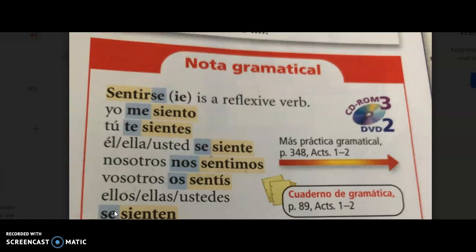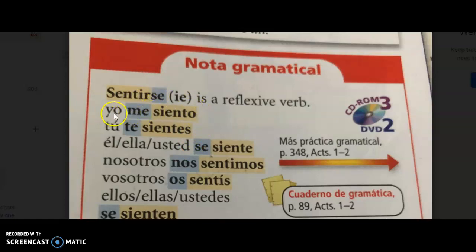Now, we also have sentir as a stem changing verb. So the e is going to change to an ie except for the nosotros form, which does not stem change. Okay. And then you also have your endings as well. All right, it is an -ir verb, okay?